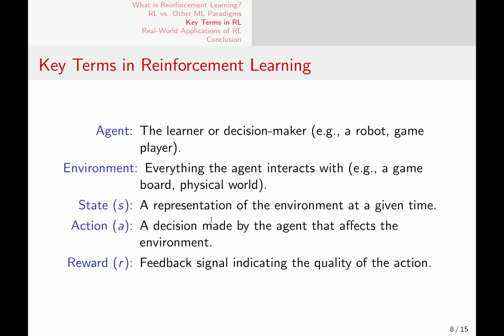And then by the time it eats the next food, that's an action. An action is a decision made by the agent that affects the environment. So from a particular state where it has eaten one food, it eats the second food and becomes longer, based on the action of eating the next food. So the reward now is the snake becoming longer. That's the feedback signal indicating the quality of the action.